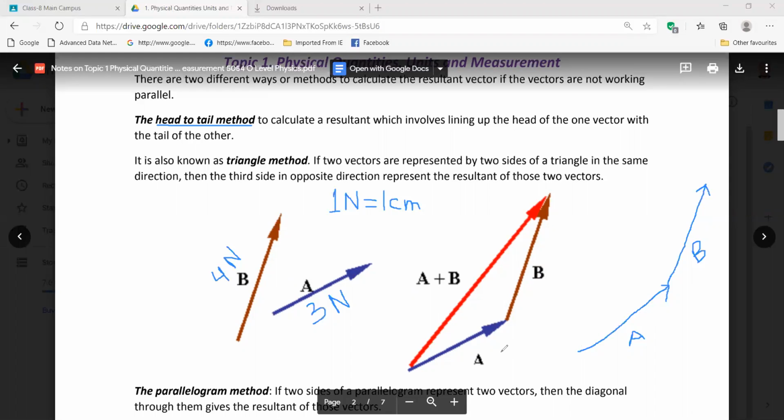So we have done 90%. The last 10% is you have to add these two ends.